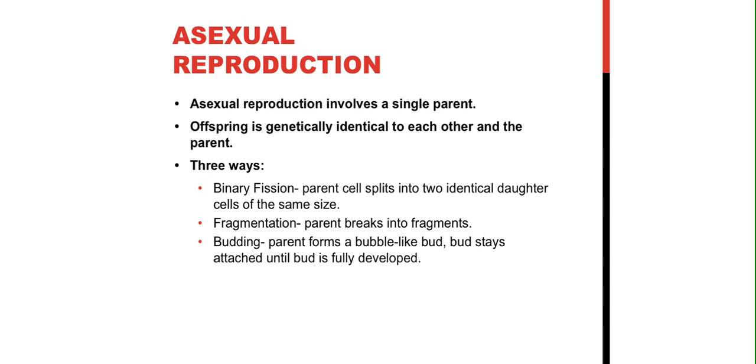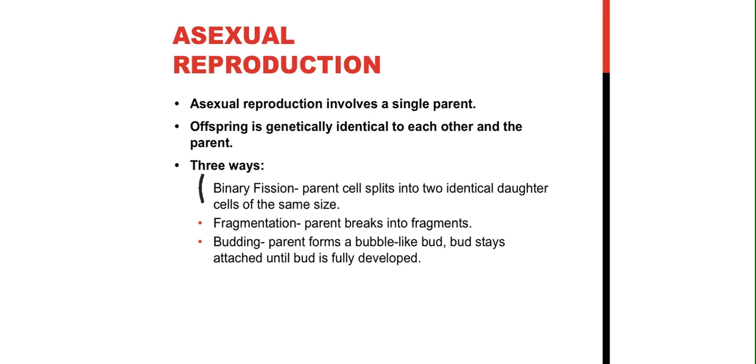So the first one we're going to talk about, I'm going to put a 1 there instead of a dot. Binary fission is where a parent cell splits into two identical cells of the same size. So basically, we talked about binary fission in the last video. It's basically just taking itself and splitting. I mean, there's really nothing else to it.